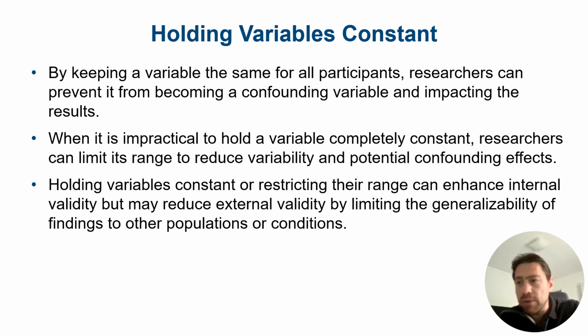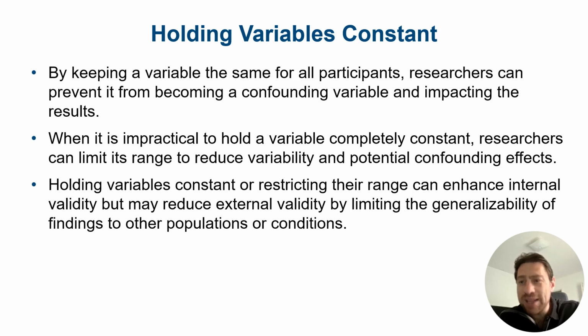So for example, age will probably be a confound in many studies. And so to deal with this, you can hold age constant by recruiting people that are all the same age. So that's how you keep age constant in your study. And in doing so, of course, you remove age as a potential confound.